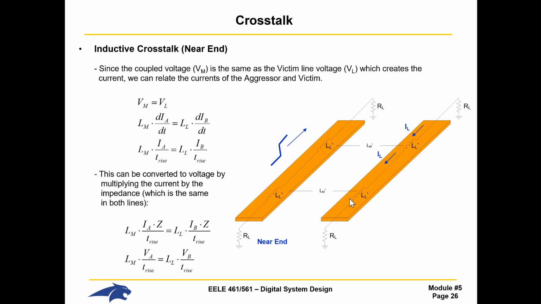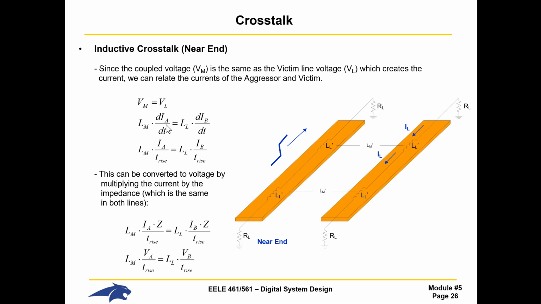Okay, so a whole bunch of math. The voltage that was mutually coupled is put across an inductive element, so those voltages are equal. And what you're trying to figure out is how much current did that create that's going to travel down the line and create a voltage at the near end.